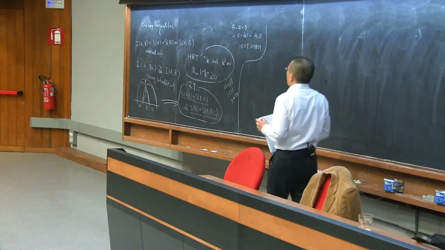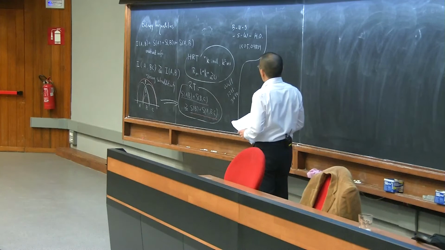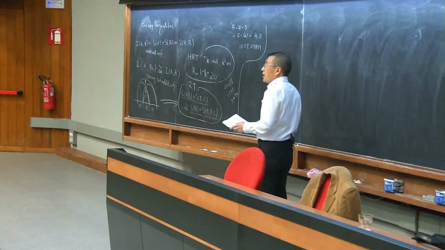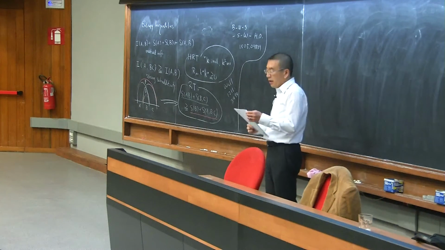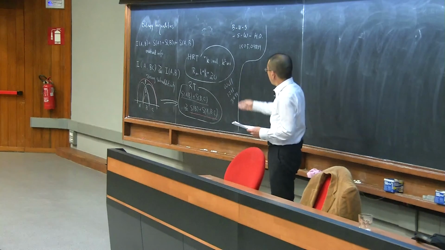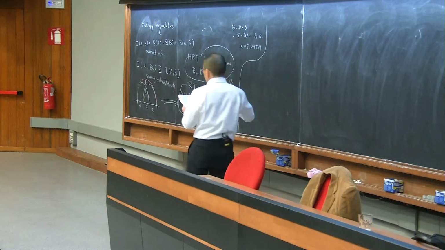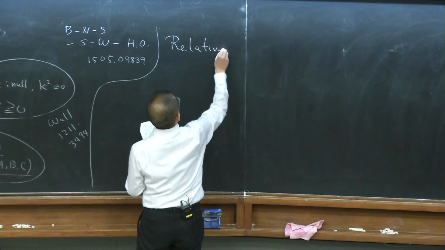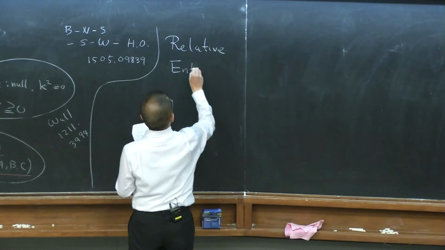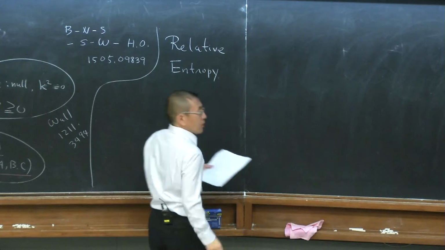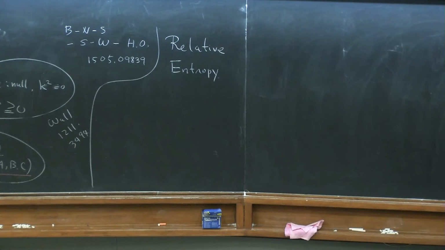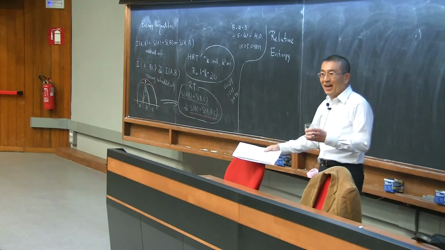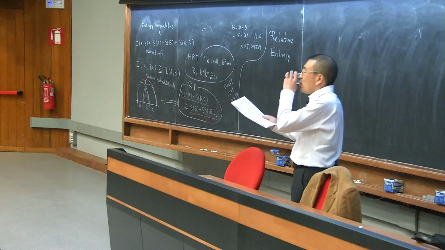But given the time, I would like to move on to another entropy inequality, which, as pointed out by Nima, is closely related to strong subadditivity, which is an inequality involving relative entropy. So this is actually a very important notion in information theory, and its significance has been motivated in Nima's lecture, so I don't have to go through that.